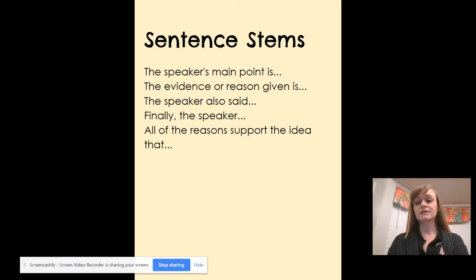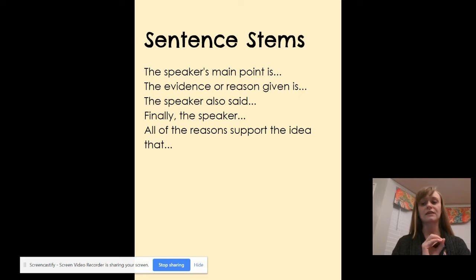So we're going to use some sentence stems to help us practice this. There are 5. So first, the speaker's main point is. So we need to identify what is their main point. The evidence or reason given is, the speaker also said, and finally the speaker, are all times where we're going to pull from the text, what did the speaker say? And I'm going to give 3 examples from the text that support the main point.